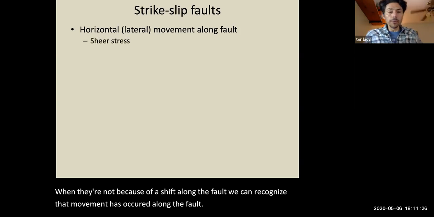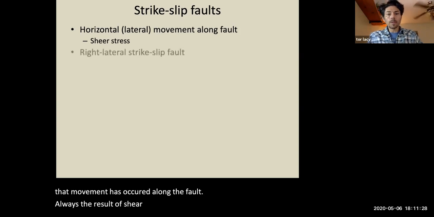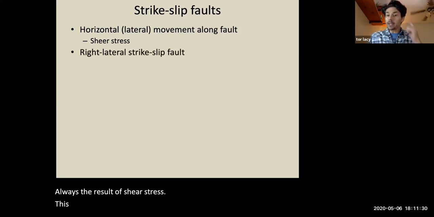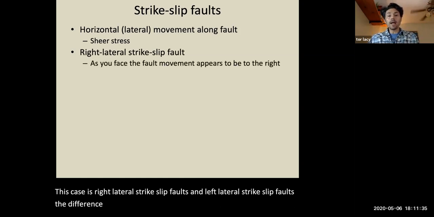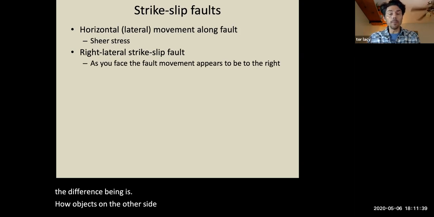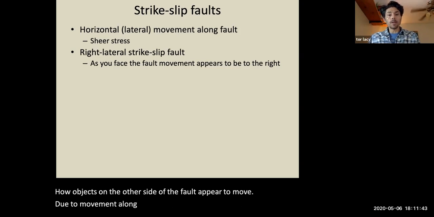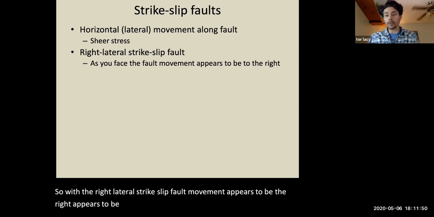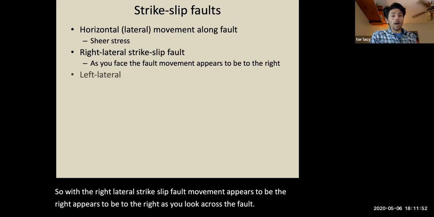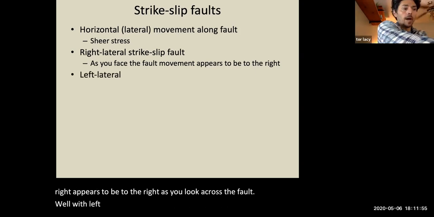Strike slip faults are always the result of shear stress. This gives us right lateral strike slip faults and left lateral strike slip faults. The difference is how objects on the other side of the fault appear to move due to movement along the fault. With a right lateral strike slip fault, movement appears to be to the right as you look across the fault, while with left lateral strike slip faults, it's the opposite. Movement appears to be to the left.